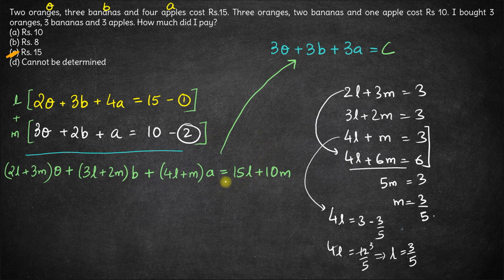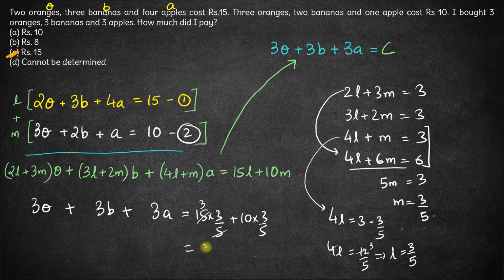Now if we substitute L and M equal to 3 by 5, this becomes 3O, this becomes 3B, this becomes 3A, and this becomes 15 into 3 by 5 plus 10 into 3 by 5. 15 divided by 5 is 3, 3 into 3 is 9, plus 10 divided by 5 is 2, 2 into 3 is 6. 9 plus 6 is 15. So 3O plus 3B plus 3A comes out to be 15. Hence the answer is option C.